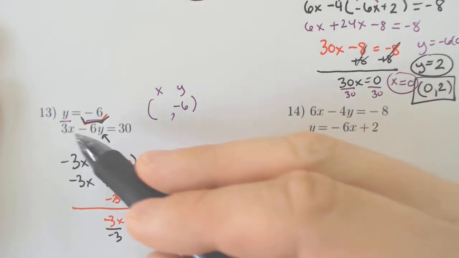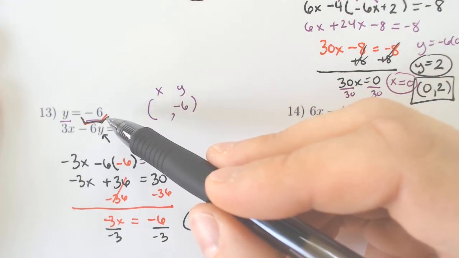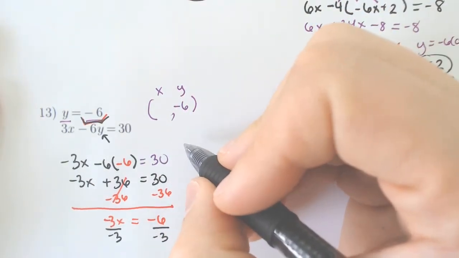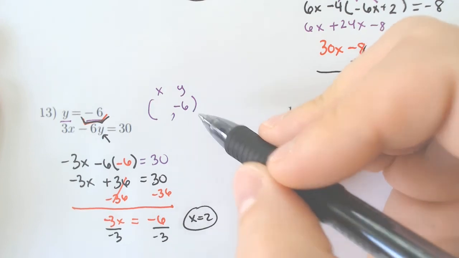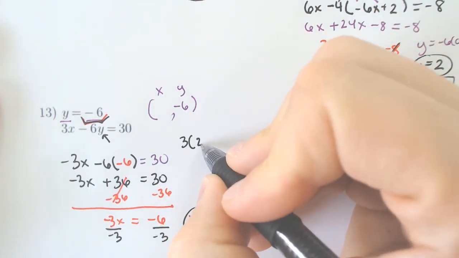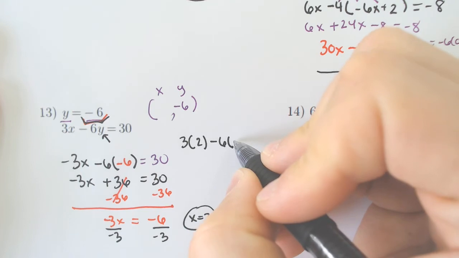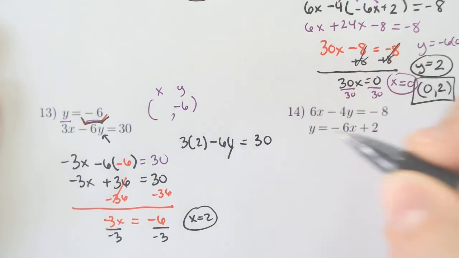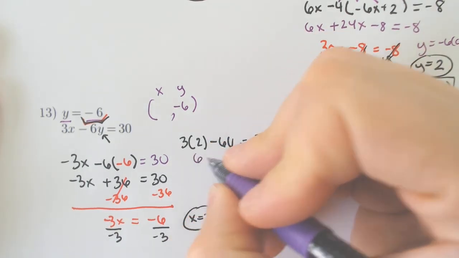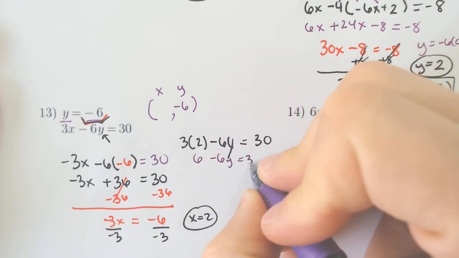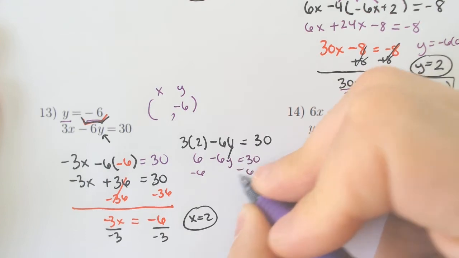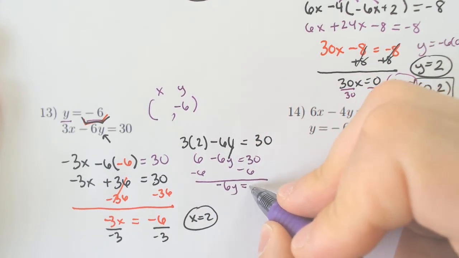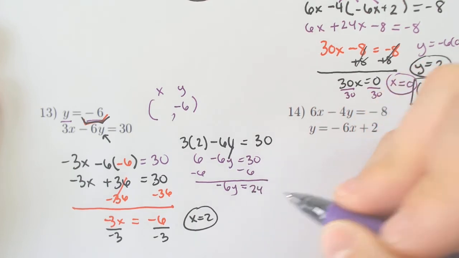Now, if you plugged in the 2, you couldn't plug it into the top equation because there's nothing to plug it into. But if you did, you don't have to because we actually already know what the y value is. But if you did, 3 times 2 minus 6 times y, almost messed that one up, equals 30. If you solved that, you'd end up with 6 minus 6y equals 30. Subtract 6, subtract 6. You get 24. 30 minus 6 is 24.